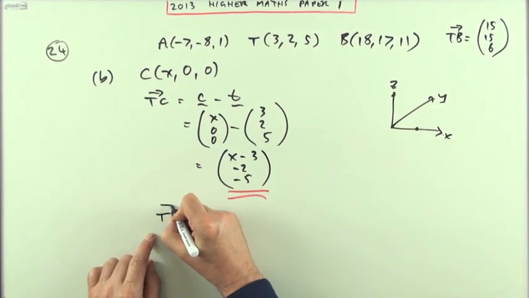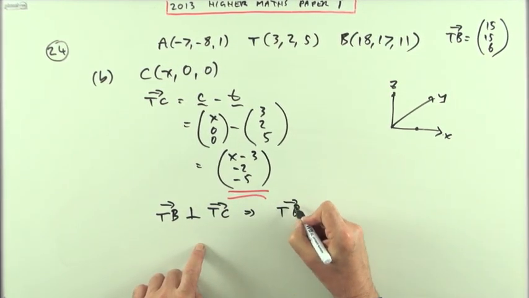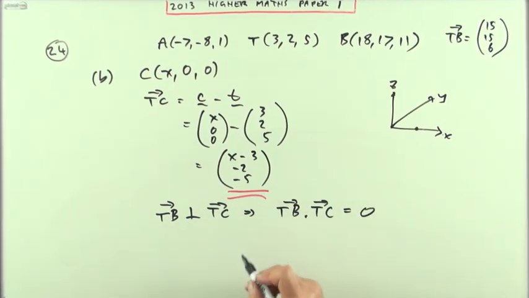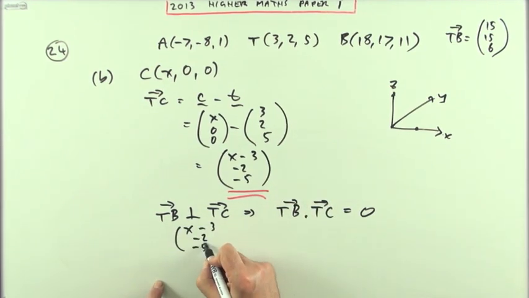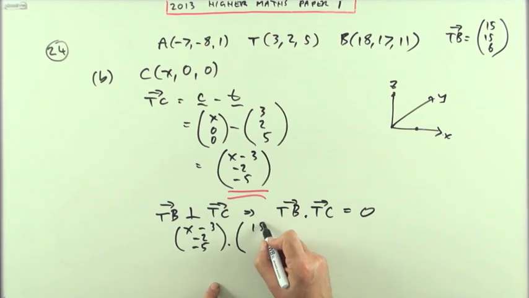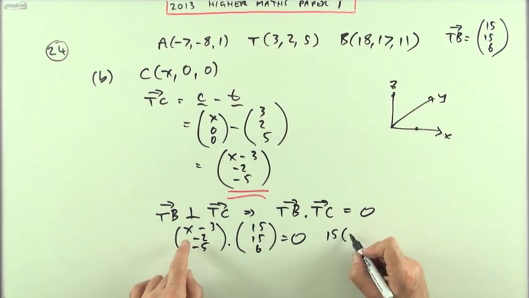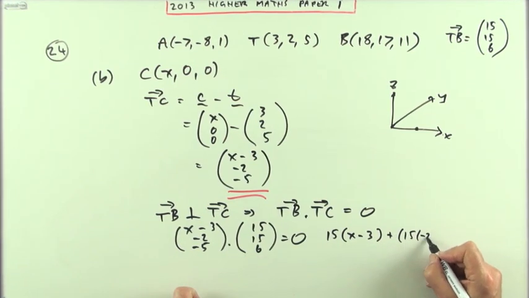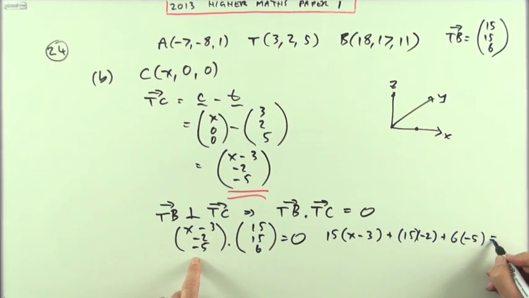And if TB is perpendicular to TC, that means that TB dot TC must equal 0. The scalar product must be 0 if they're perpendicular. So I'll just work that through. x minus 3, -2, -5, dot 15, 15, 6 must equal 0. I've not left myself a lot of room. So I've got 15 times x minus 3 plus 15 times -2 plus 6 times -5 should come to 0.